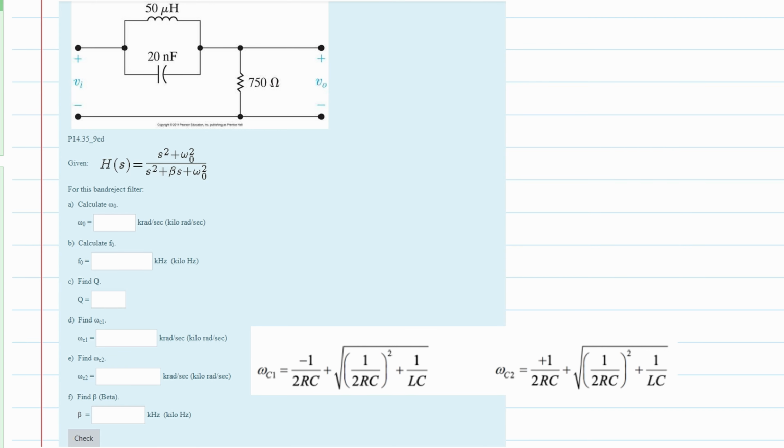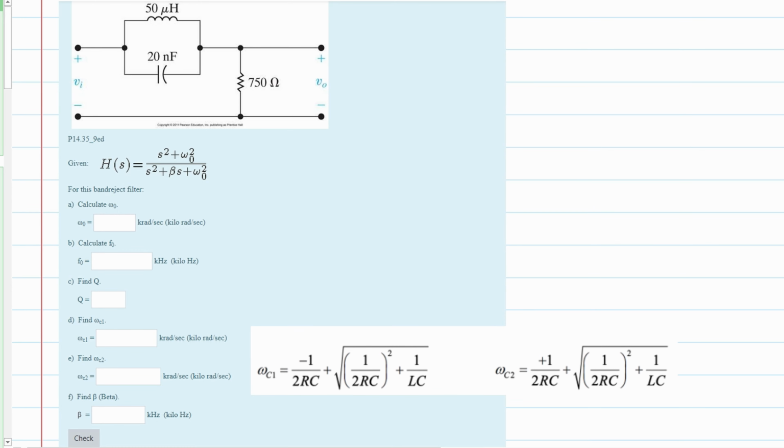Looking at this band reject filter, we can see that it is in the parallel form. An example of this is in the notes linked below the like button on page 124. These will include the actual equations, or not equations, but transforms that we're going to be using to calculate our omega naught, our f naught, Q, and the rest of our problems.